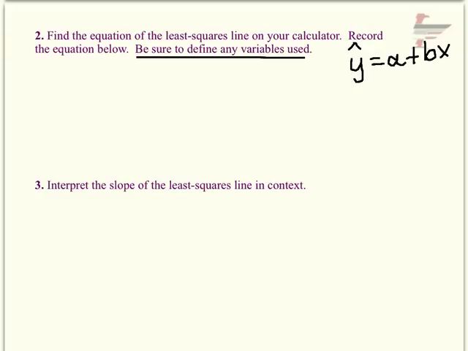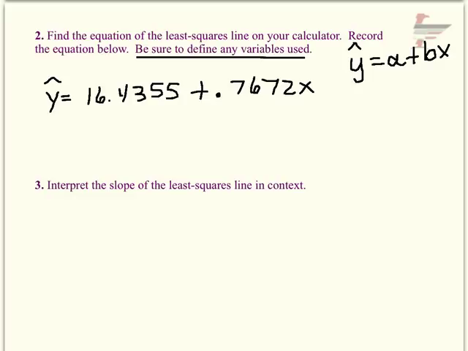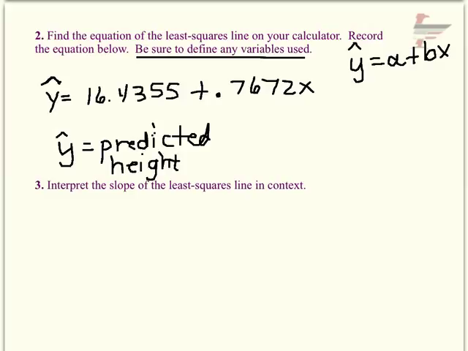Anyway, when you run your regression on your calculator, the equation that you get is 16.4355 is my y-intercept, my a, plus 0.7672 times x. Don't forget the hat above your y. Y hat is my predicted height, and x is my arm span, and those are both measured in inches.